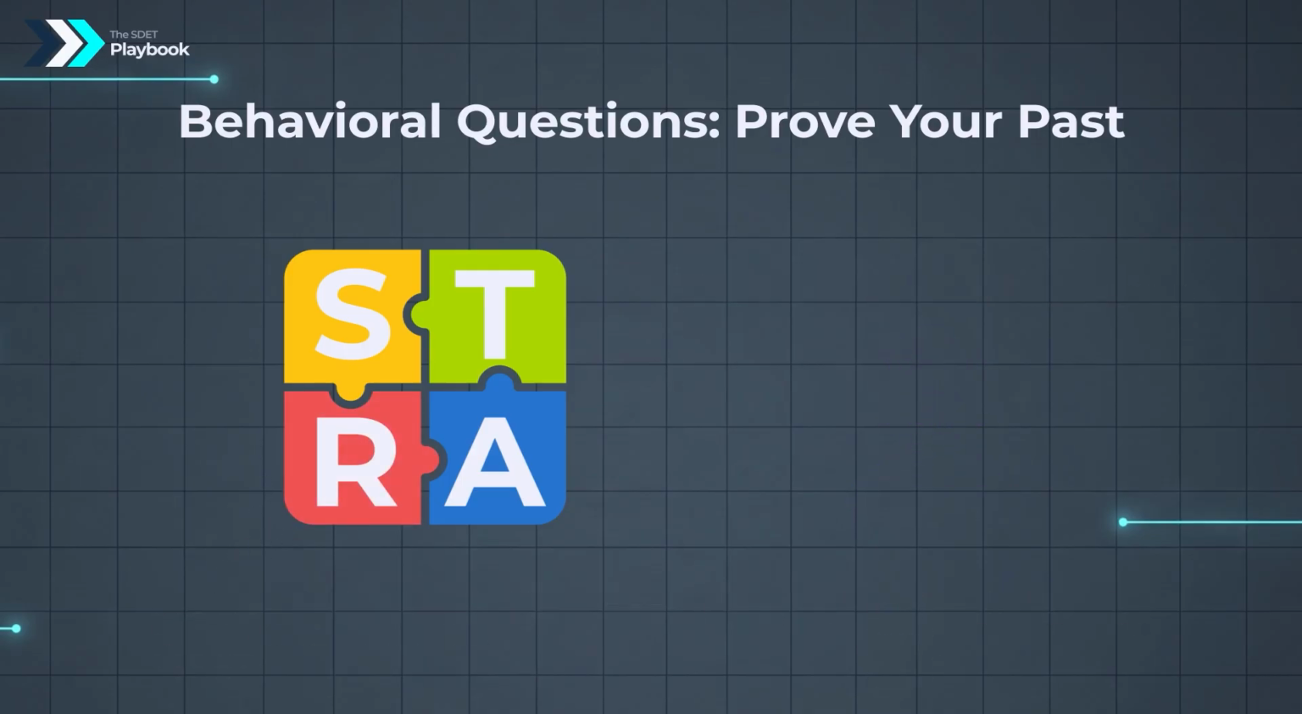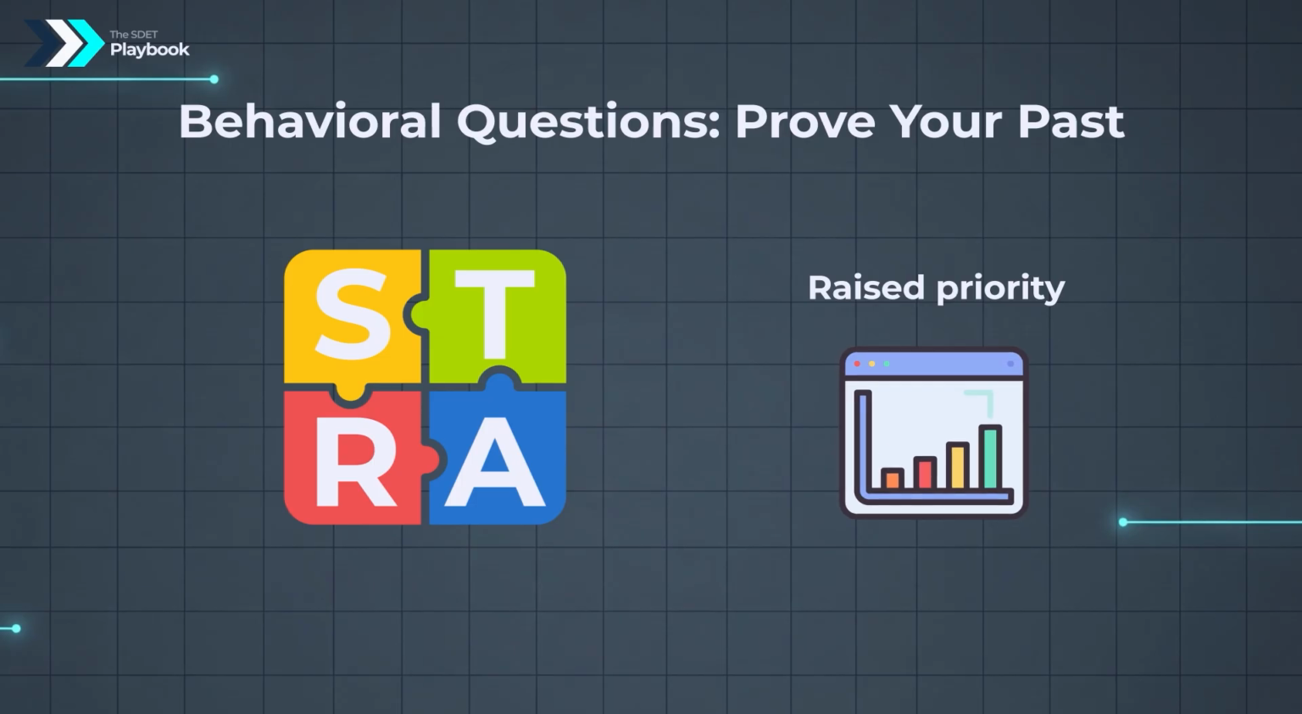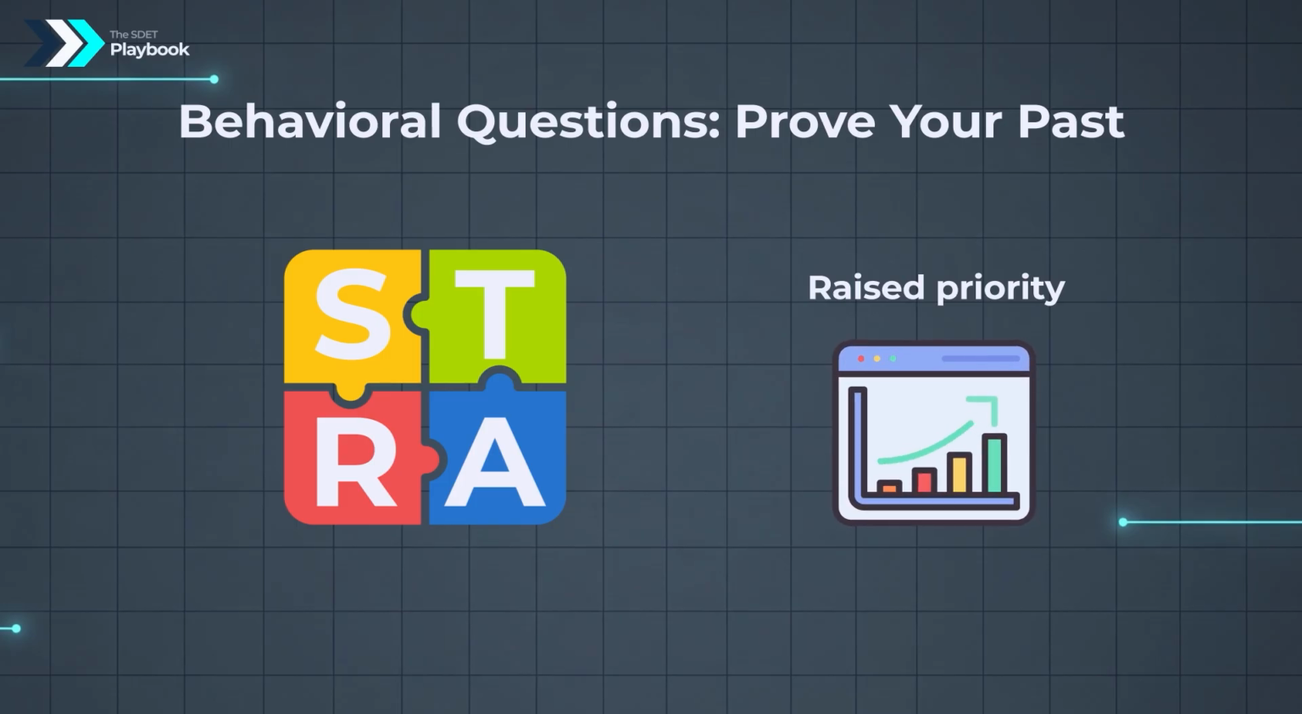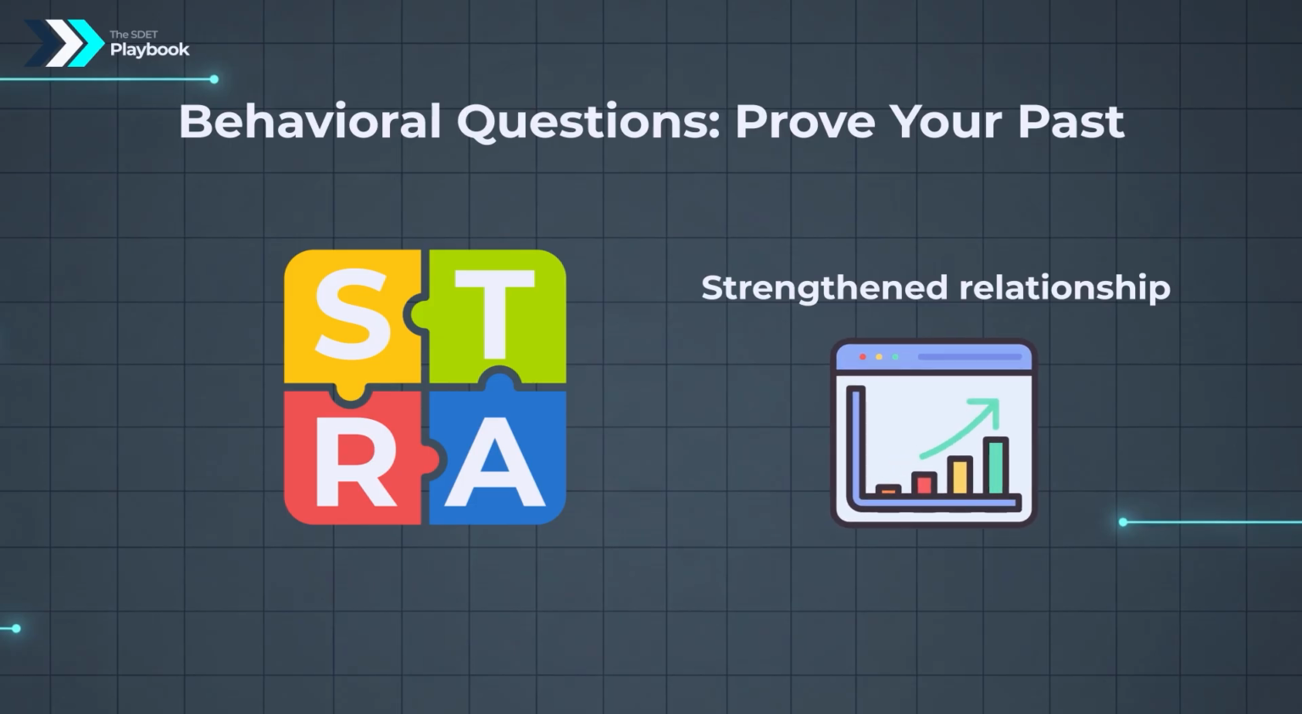R. Result. What was the outcome? Once the developer saw the full user impact, we were able to collaborate. We agreed to raise the priority, and together, we worked out a simpler, short-term fix to mitigate the immediate risk, with a plan to address the root cause in the next sprint. It turned a conflict into a collaborative win and strengthened our working relationship.